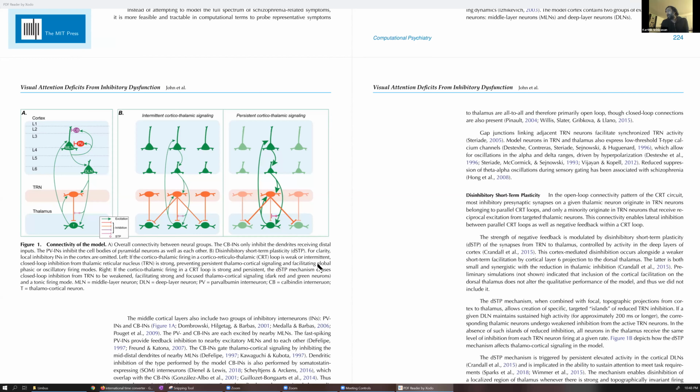But I've actually put it into this. So the finding of the paper is that you do get this closed loop inhibition.